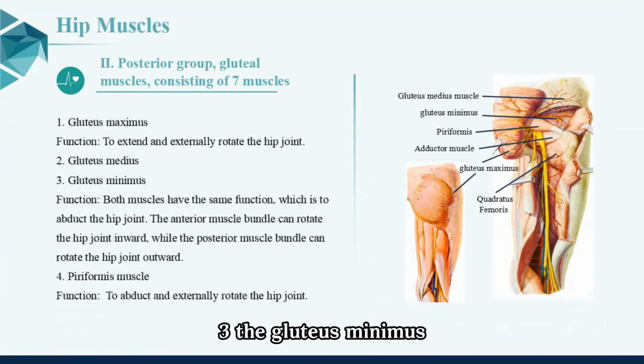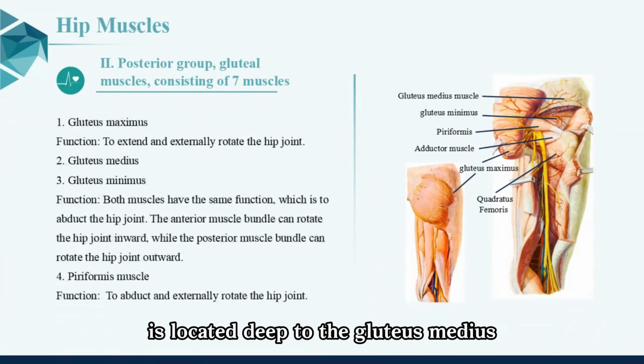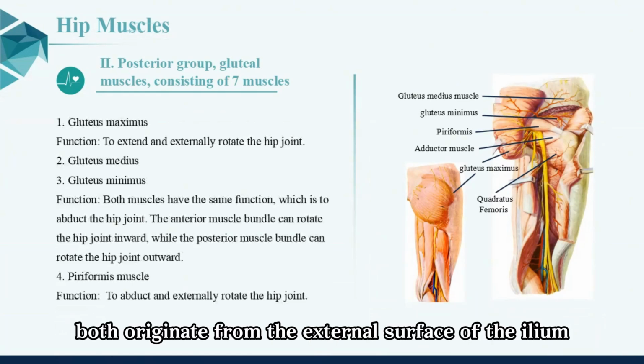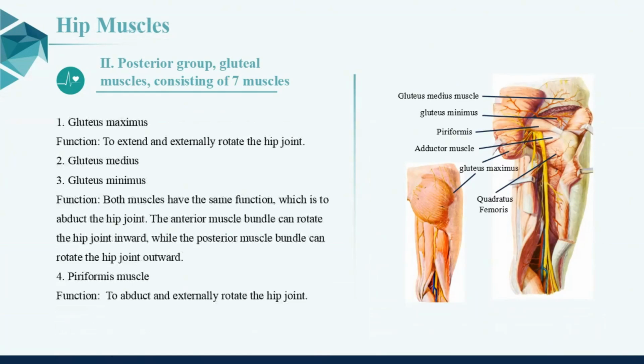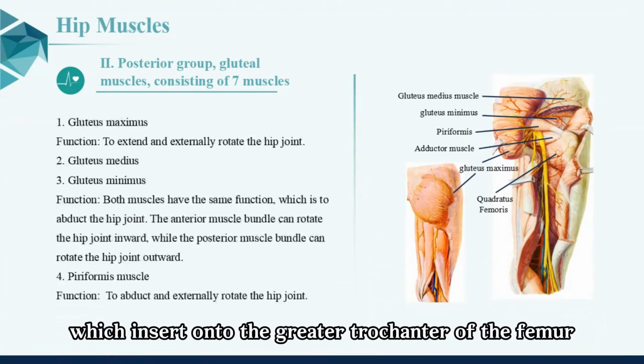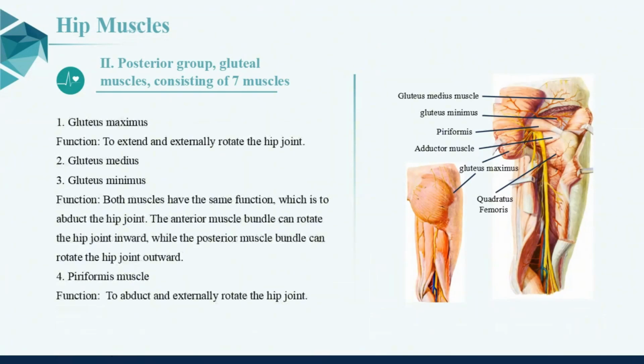3. The gluteus minimus is located deep to the gluteus medius. Both muscles are fan-shaped. They both originate from the external surface of the ilium. Their fibers converge inferiorly to form short tendons, which insert onto the greater trochanter of the femur.